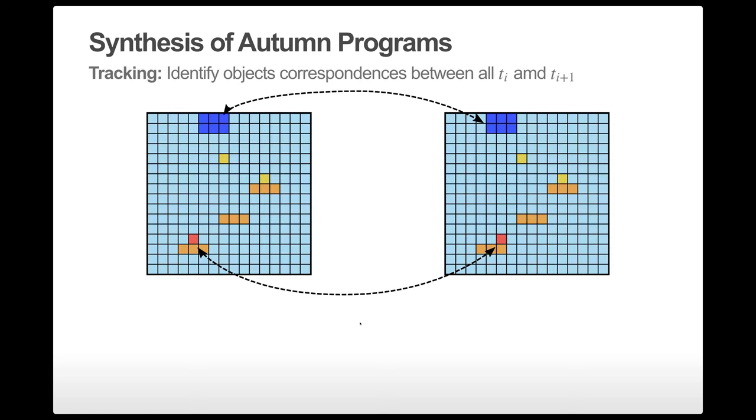The next phase is, for every consecutive time step, to find a correspondence between different objects. These arrows show that on the left-hand side we have time t, and on the right-hand side we have time t plus one. And we want to say that this object at time t corresponds to this object at time t plus one. We do that for all of the objects, also accounting for objects that might appear when they didn't exist before, and they also might disappear.